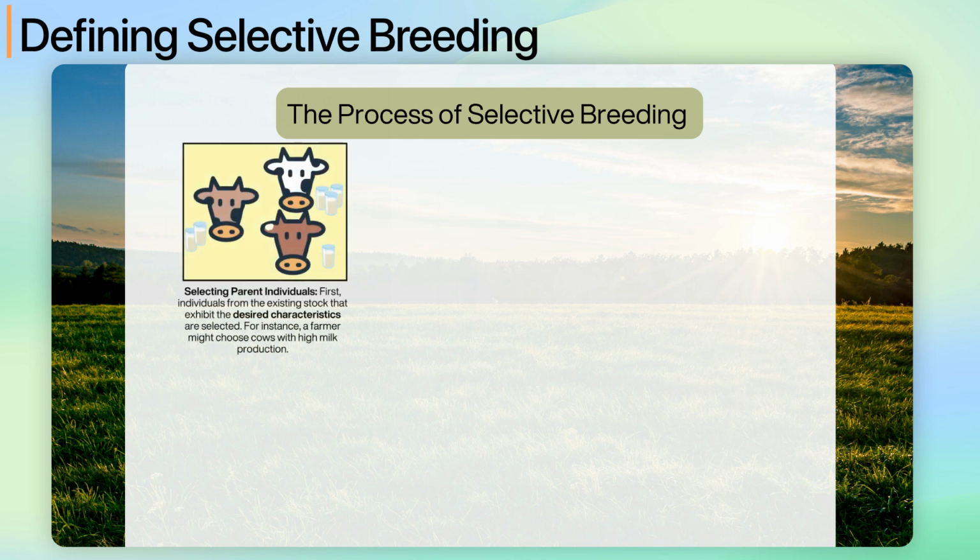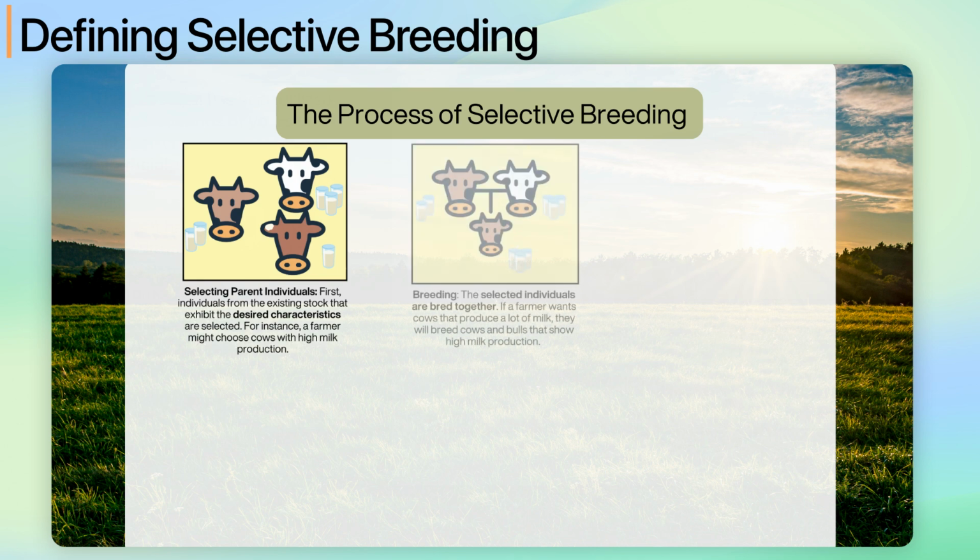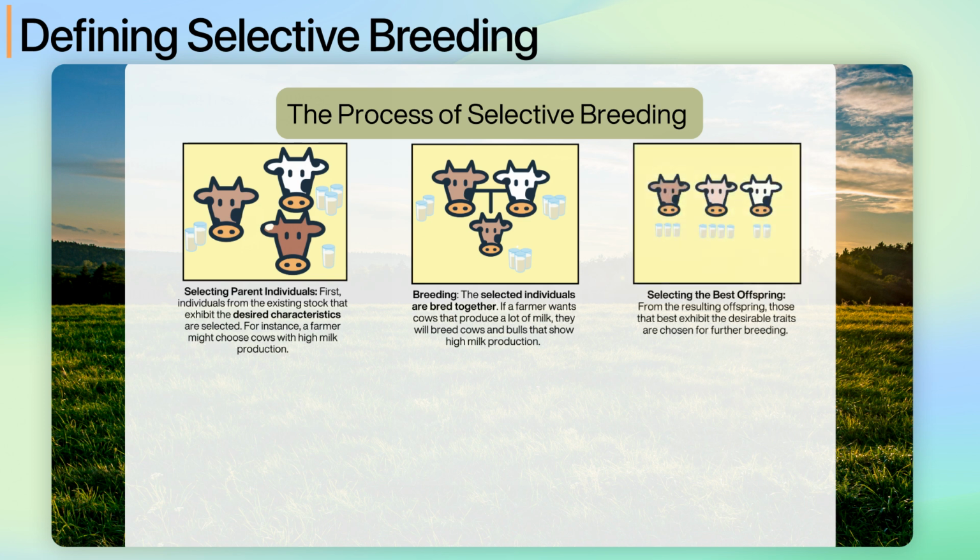First, individuals from the existing stock that exhibit the desired characteristics are selected. For instance, a farmer might choose cows with high milk production, or crops that show resistance to diseases. Secondly, the selected individuals are bred together. For instance, if a farmer wants cows that produce a lot of milk, they will breed cows and bulls that already show high milk production. Then, from the resulting offspring, those that best exhibit the desirable traits are chosen for further breeding.